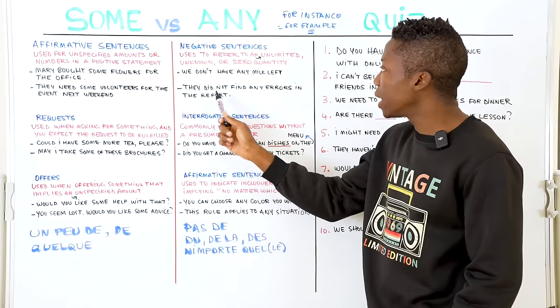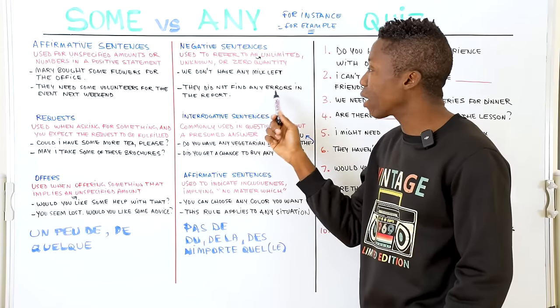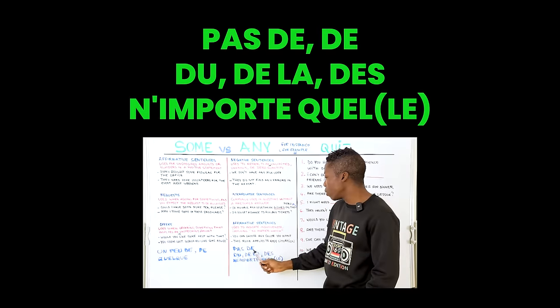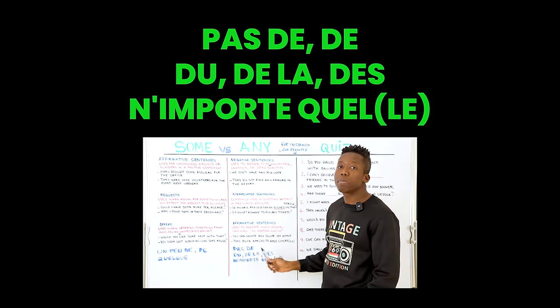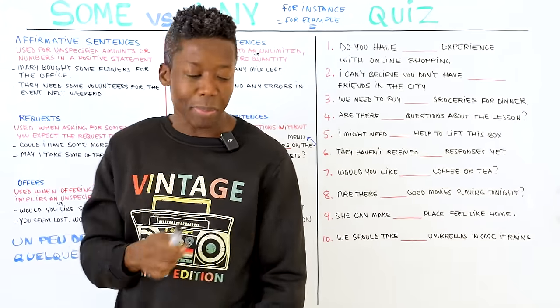All right? Donc, they did not find, pas d'erreur. Ils n'ont pas trouvé d'erreur. Pas de, OK? Pas de, de là, ou bien des, ou n'importe quel. All right? So, that's the difference between some and any.